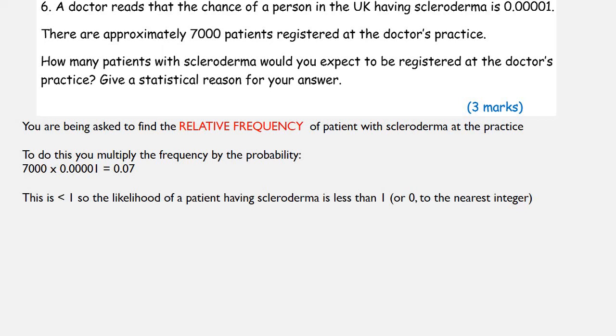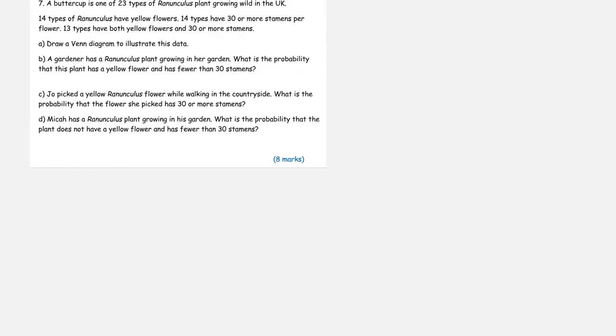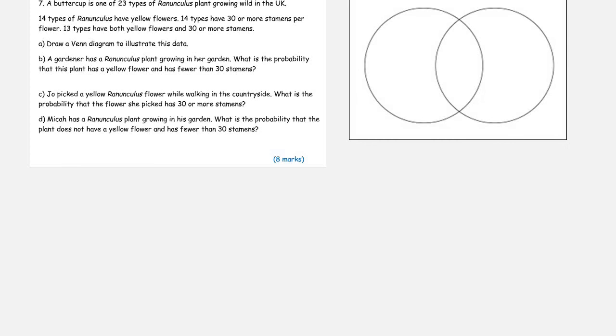Okay, so as I say, most of you answered that very well. Last question. This one, only a handful of you, I think, got correct. So buttercup is one of 23 types of ranunculus plant. I guess that's the Latin name. 14 types have yellow flowers, 14 types have 30 or more stamens, and 13 types have both yellow flowers and 30 or more stamens. So once again, 2 overlapping circles inside a rectangle. Okay, put in our labels. I've used YF for yellow flowers and 30 plus S for 30 or more stamens.